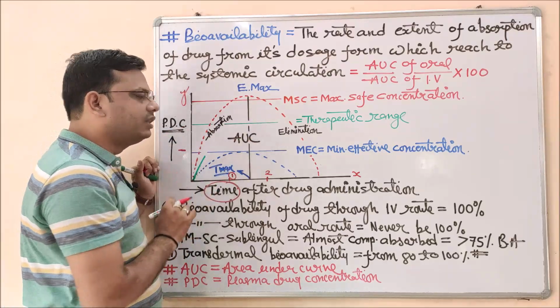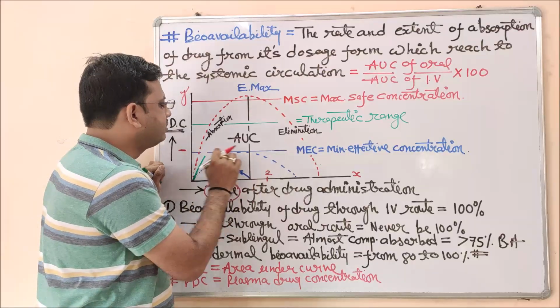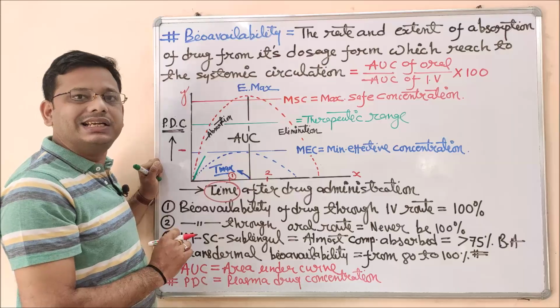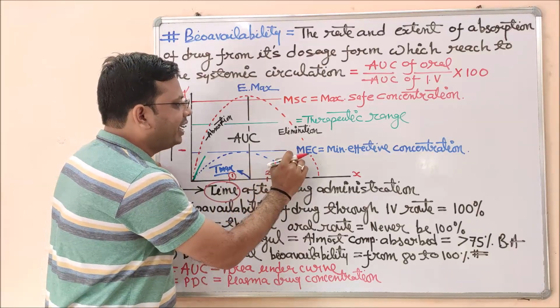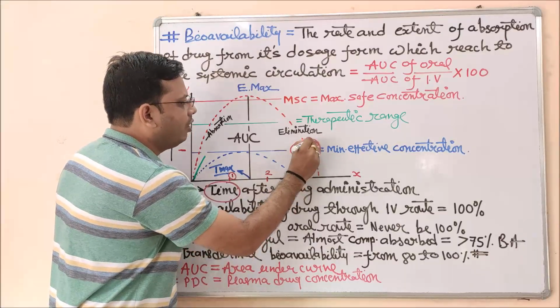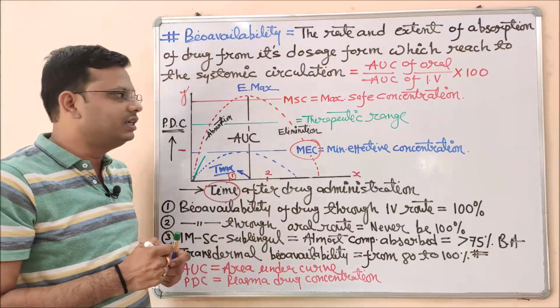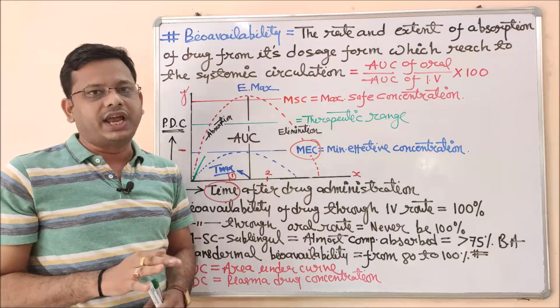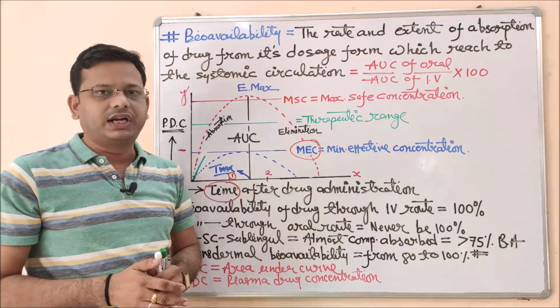Now in this graph there are three more parameters, like this first blue line. As you can see, I have plotted this blue line so that you may easily understand the concept. This blue line is representing the minimum effective concentration. And what is the meaning of MEC, or the minimum effective concentration? The minimum concentration of the drug required to produce any effect is called minimum effective concentration.